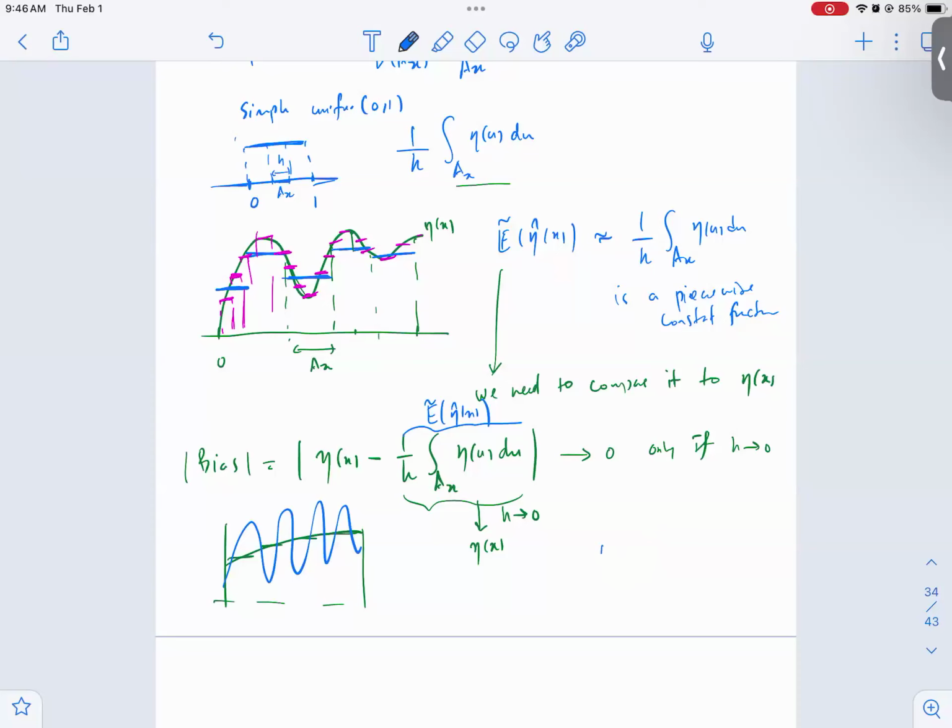So the cell could be like this, and as I make h smaller, it shrinks to this point. A x always contains x, but the size is smaller and smaller, and I'm averaging eta over a smaller and smaller portion. Eventually, I'm just averaging over a very tiny neighborhood of x. So this is going to converge to, let's say for simplicity that eta is continuous, convergence to eta x for almost every x.